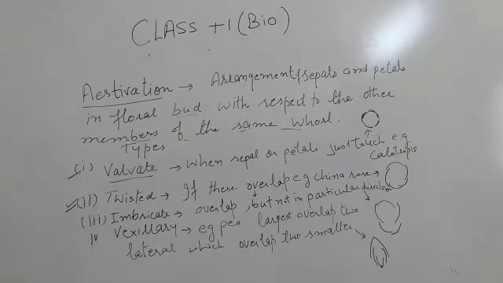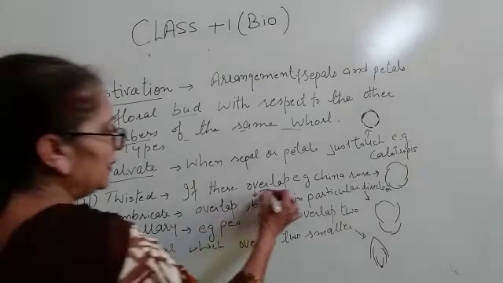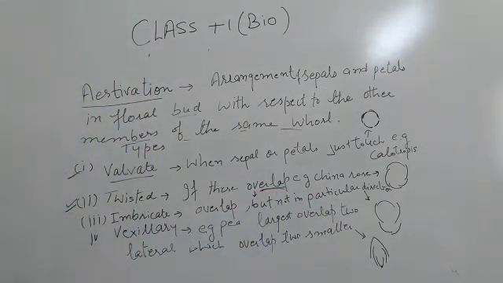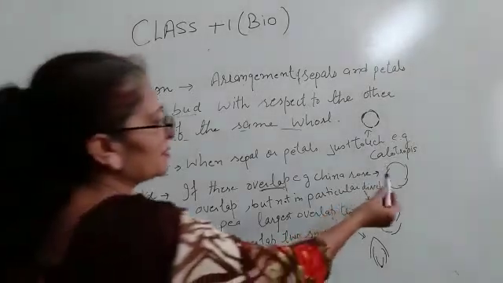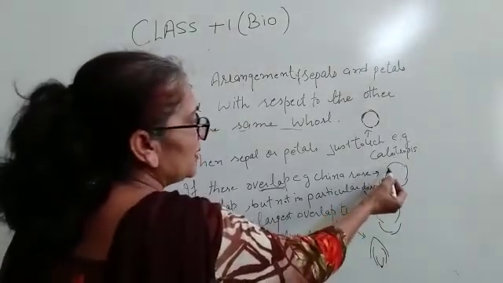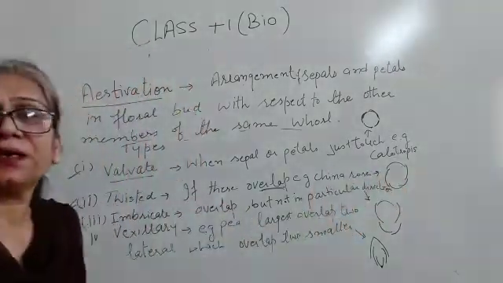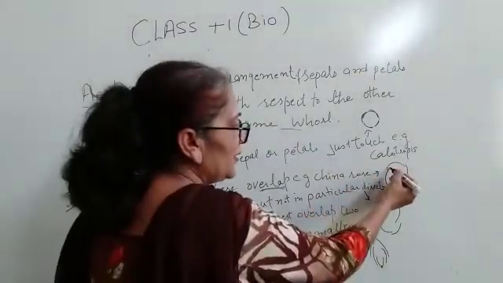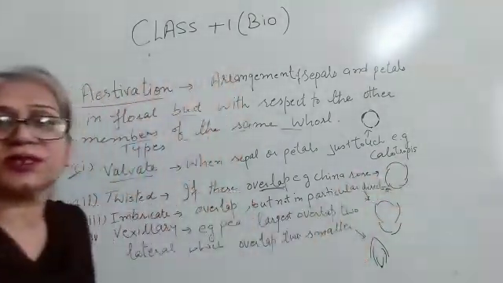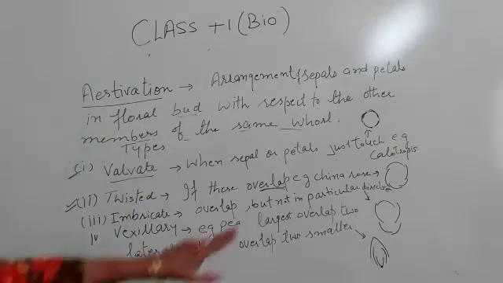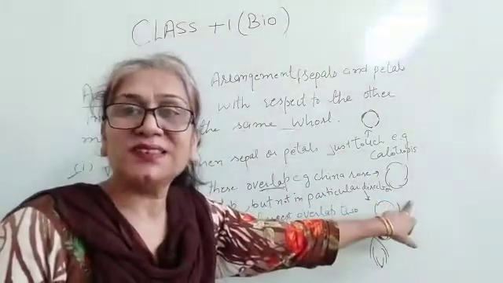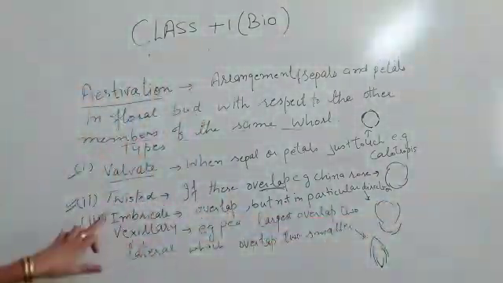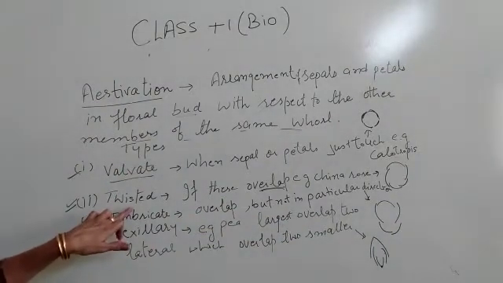Now in case of twisted type, the petals or sepals will just overlap. Clear? They will overlap, as you can see in this case. So this is coming, and this one has overlapped this one a little here, it has come a little over it. Then see, this one has come over it from inside a little. So this overlapping is there, and if there is overlap, whether it is sepals or petals, then we call it twisted type of aestivation. Clear?